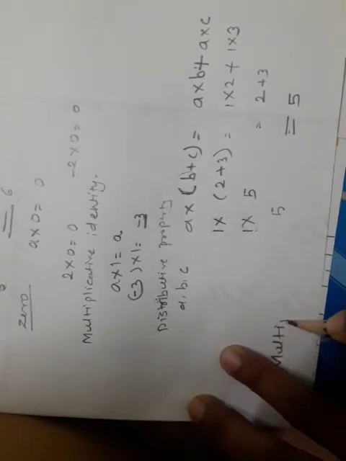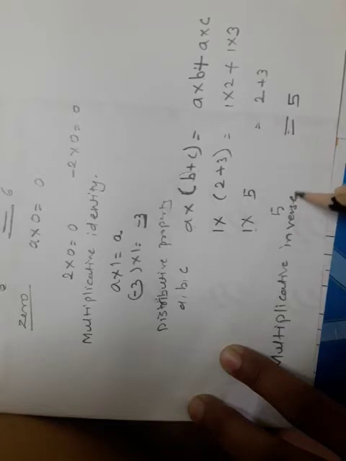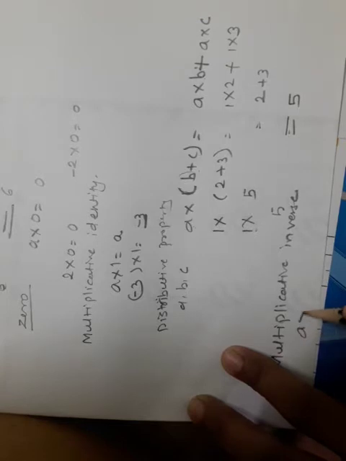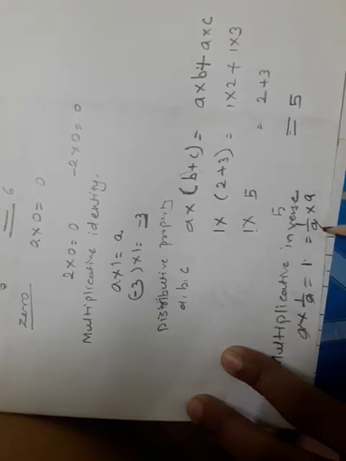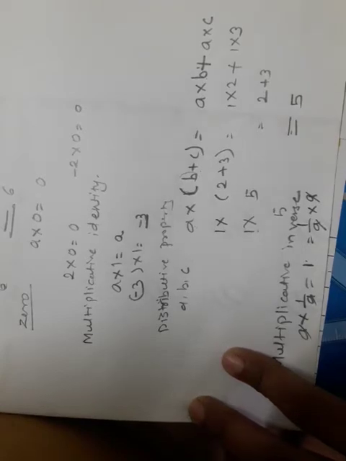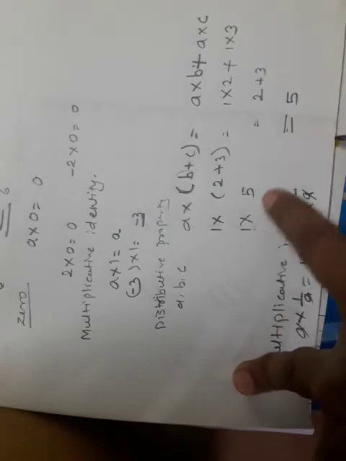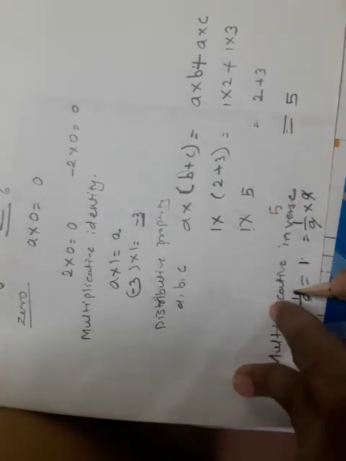Multiplicative inverse. Now what is meant by the multiplicative inverse property? If a is an integer, then a into 1 upon a is equal to what? A will get cancelled, it is equal to 1. And also 1 upon a into a is equal to 1. Thus an integer and its reciprocal are multiplicative inverses of each other.